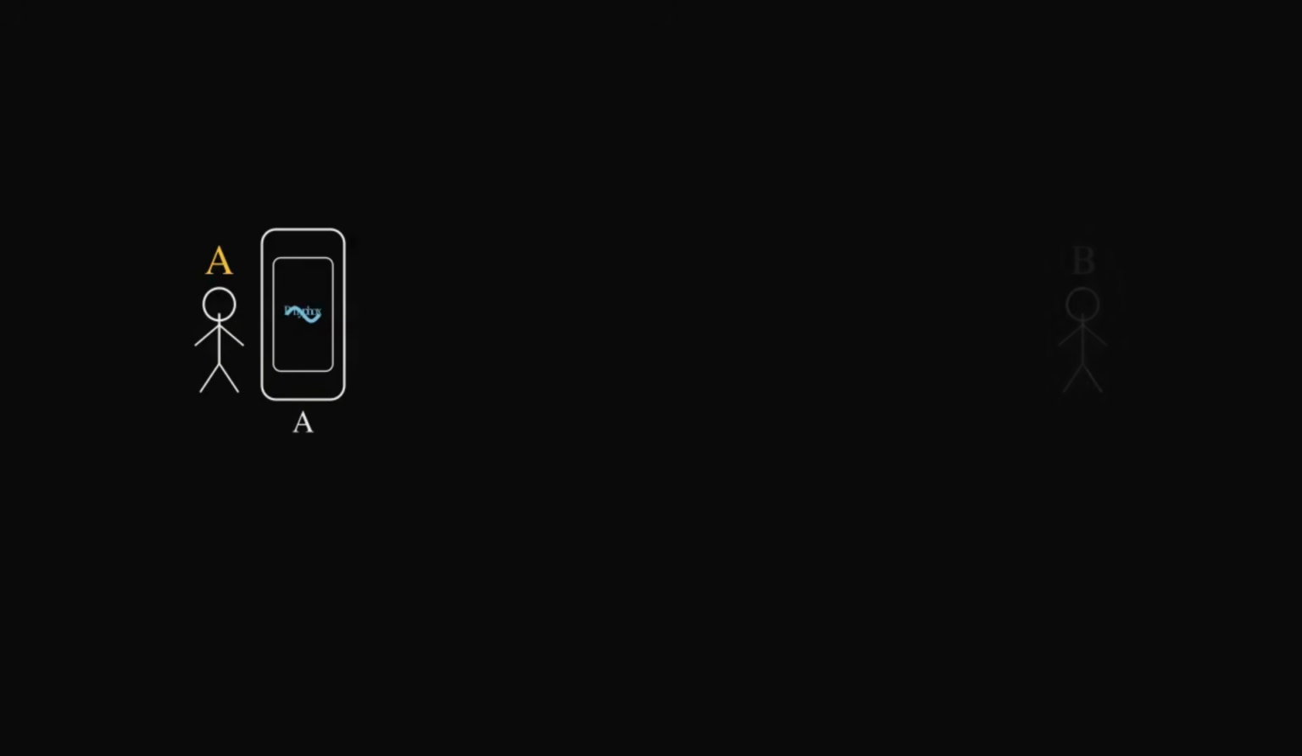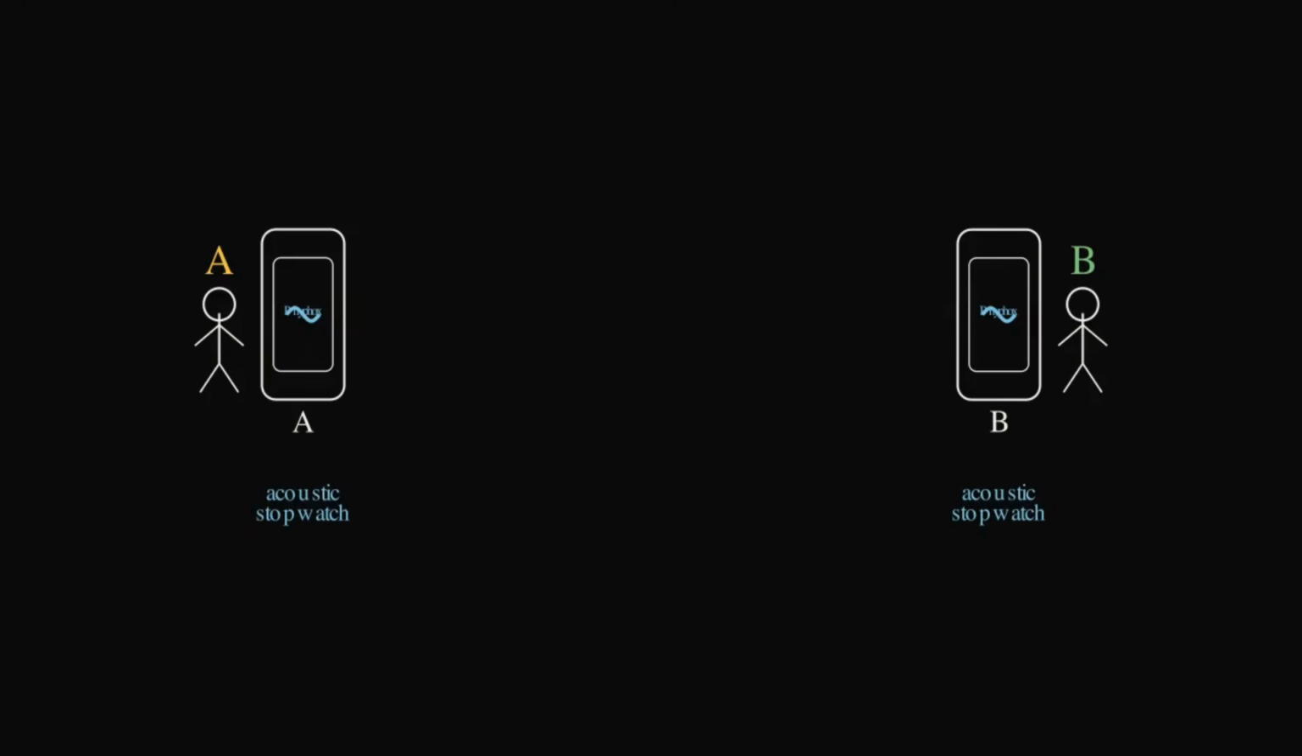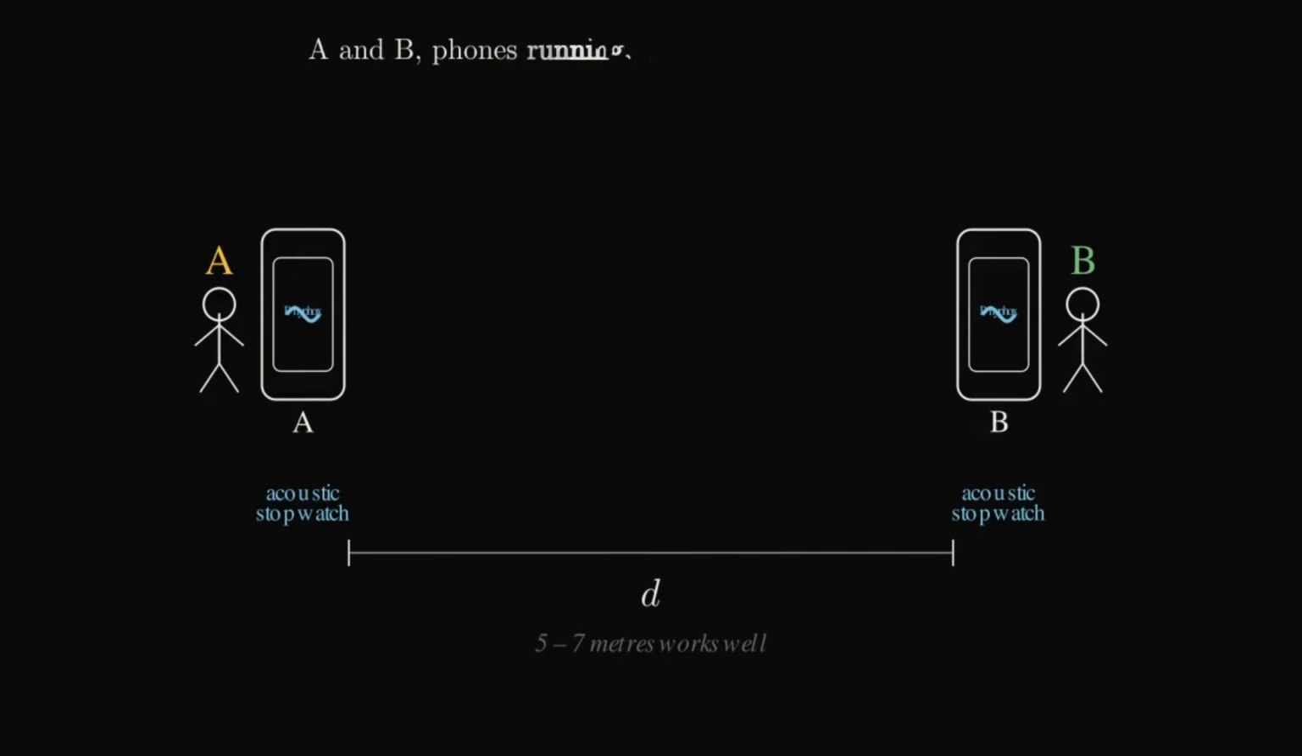Okay, so here is the setup. You and a friend. Call yourselves A and B. Each one holds a phone with the Phyphox app running the acoustic stopwatch. Stand a known distance d apart, which you should measure. About 5 to 7 meters works pretty well.